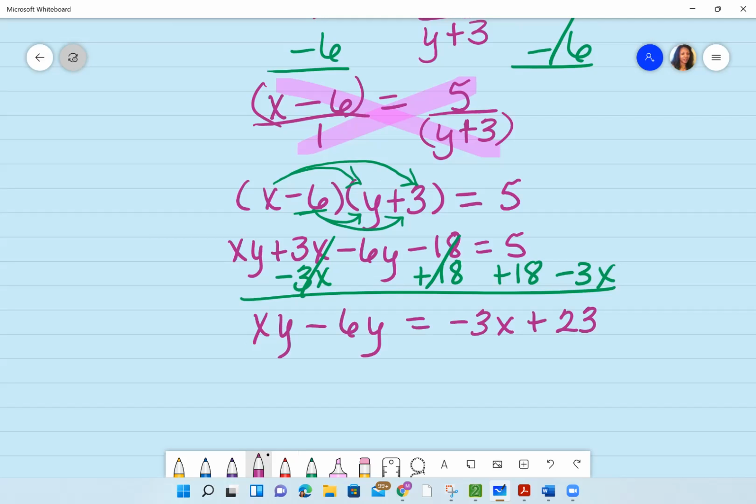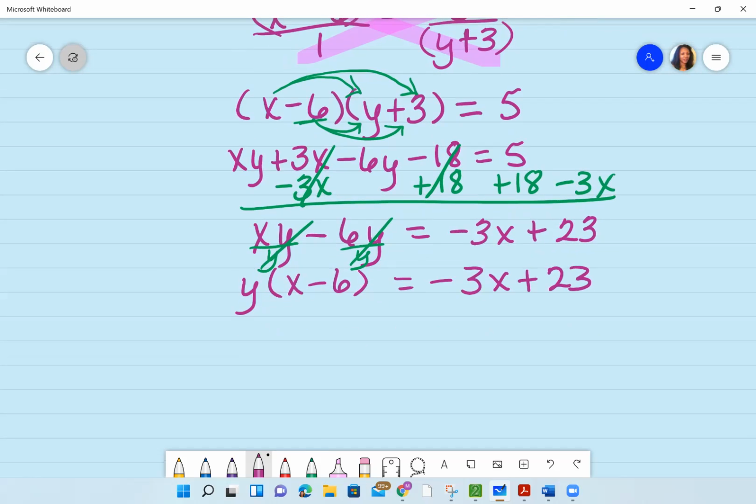Now what I want to do is factor out my greatest common factor, which is going to be y. If I move the correct information over, I'm only going to have terms that I can take a y out of. And what I told you a few minutes ago, what that means is whatever I took out, that's what I'm dividing by. So what's left over, that's what you're going to put in your parentheses, x minus, and then here, once I take out the y, I'm left with a -6 equals -3x plus 23.